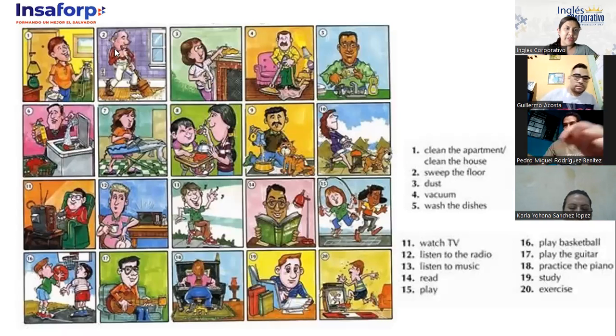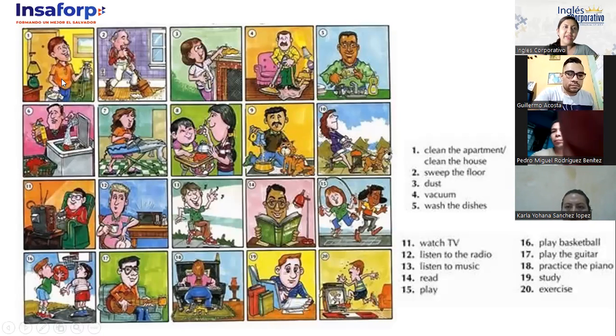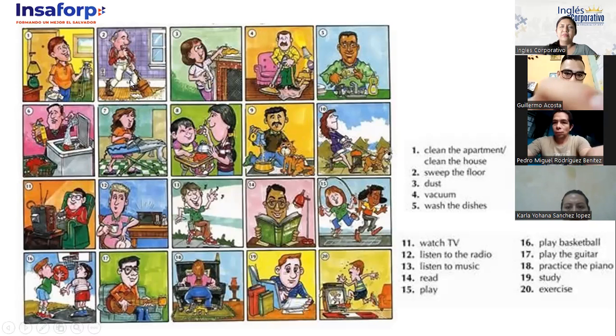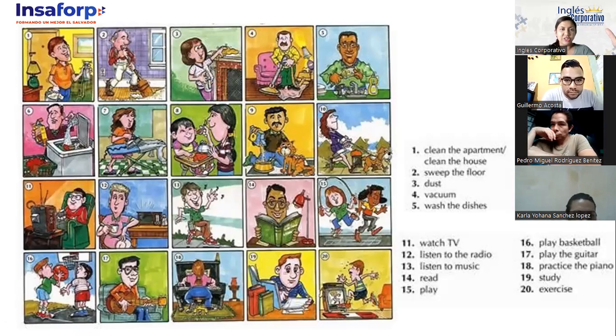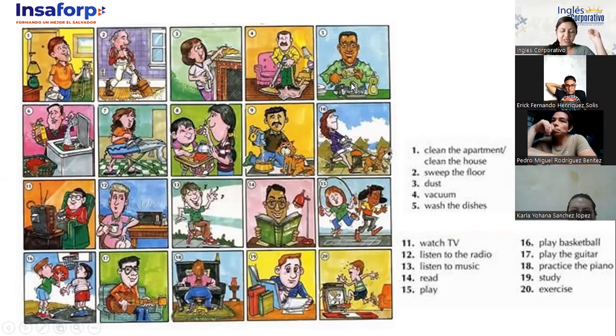Meaning, in this picture, you can see different activities. Okay. Number one, he is cleaning the apartment or cleaning the house, sweeping the floor, que significa barrer, sweep the floor, dust, significa limpiar el polvo, dusting, she's dusting, he is vacuuming the floor, vacuum. Vacuuming the floor, que es aspirar el piso. Vacuuming or vacuum.